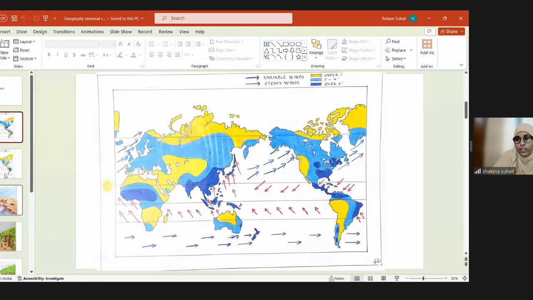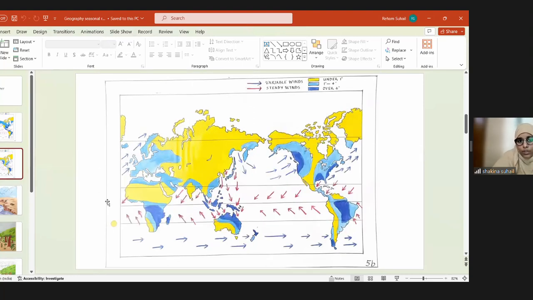So now let's look at this chart 5b. Where is the sun now? The sun's perpendicular rays are in the Tropic of Capricorn. So what season is it in the southern hemisphere? Summer in the south. And what about the northern hemisphere? It's winter in the north.